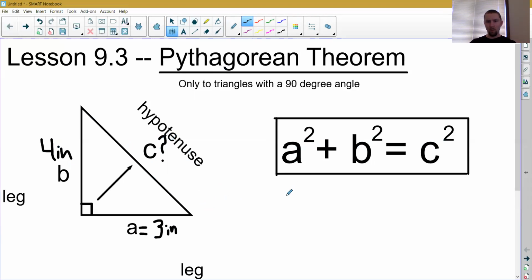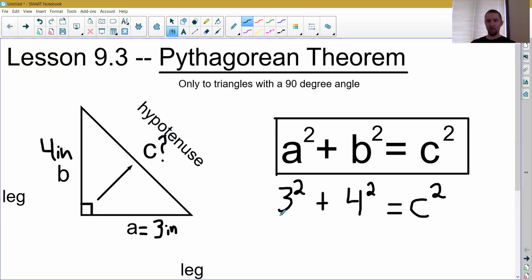So what I end up doing here is A is 3, so this becomes 3 squared, plus B I know is 4, so that becomes 4 squared. And that's equal to C squared, which I don't know yet, so I'm just going to leave it as a C squared right now. Okay, C squared.